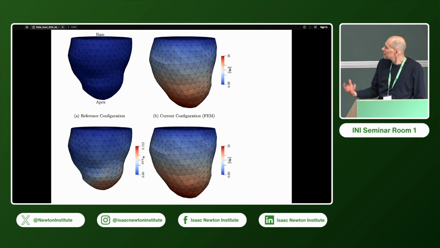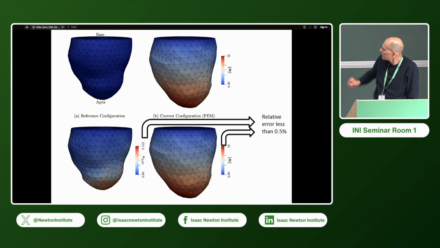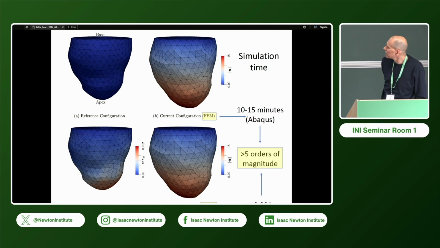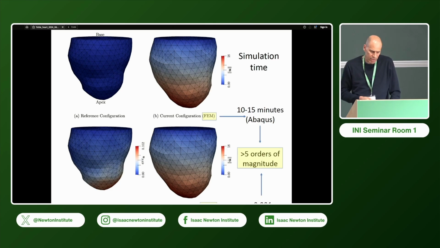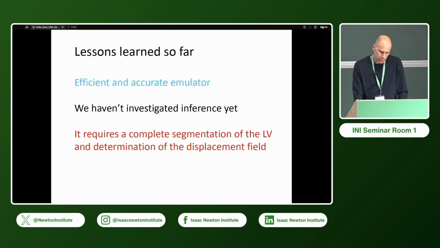If you look at the mismatch between both, then that looks pretty good. On the left, you see the absolute mismatch. In terms of the relative mismatch, we never get a mismatch of more than 0.5%. And we bring down the computational complexity from running full simulations with Abaqus, in the order of 10 to 15 minutes, down to less than 10 to the minus 3 seconds using the graph neural network after training. That's a reduction by 5 orders of magnitude.